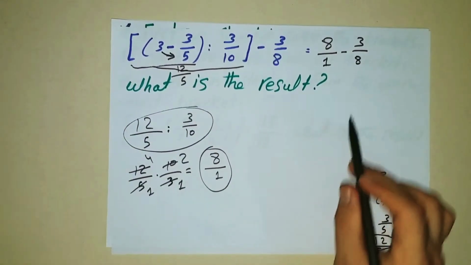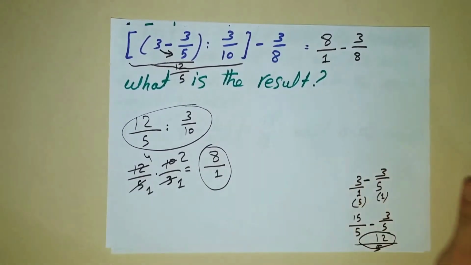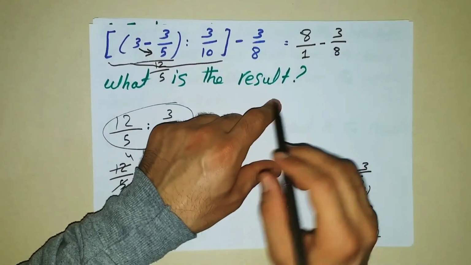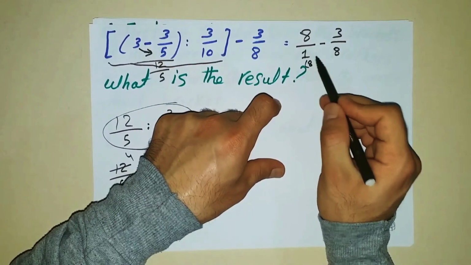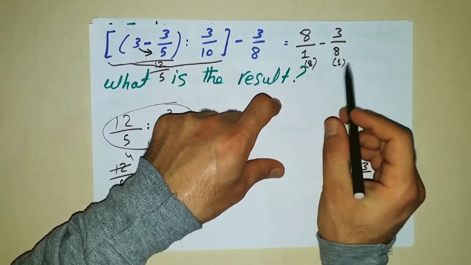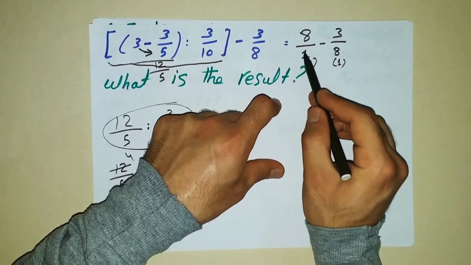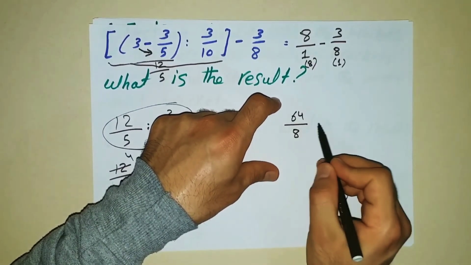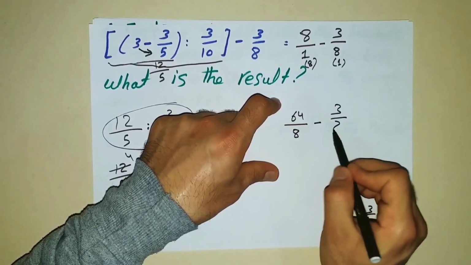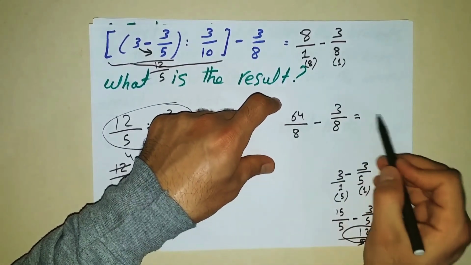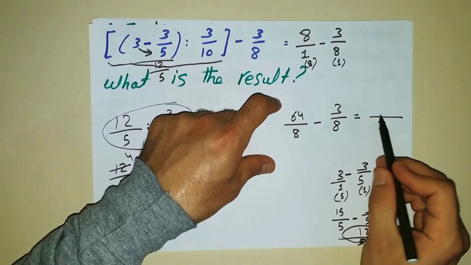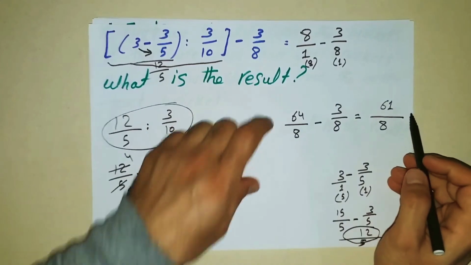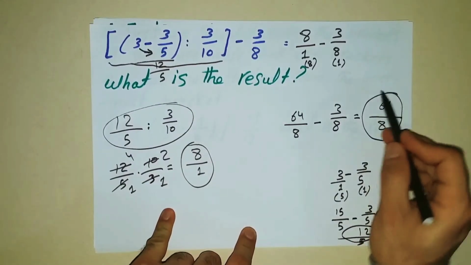Now it is subtraction, so I will make the denominator the same. How will I make the denominator the same? This one I will multiply by 8 and this one by 1. If I multiply by 8, 8 ones are 8, 8 eights are 64, minus this one will remain the same. So now the denominators are the same. Now I can subtract them. It will be 61 if I subtract 3 from 64. So our final result is 61 by 8.